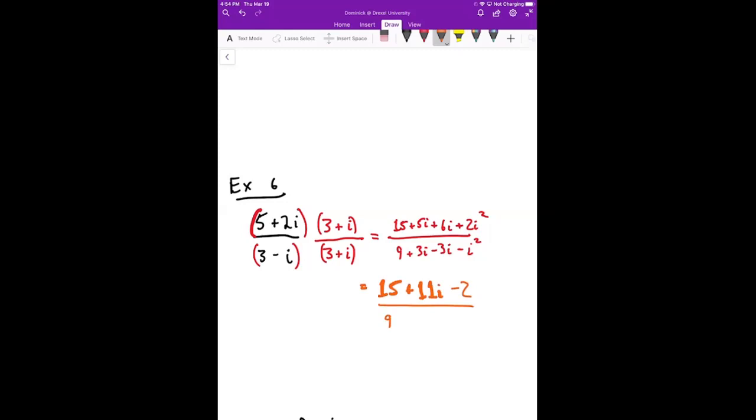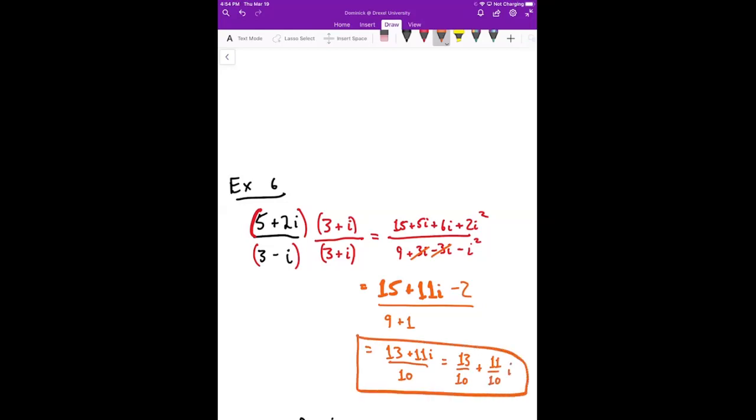over a 9. The 3i and the minus 3i cancel. We get minus a negative 1 or plus 1. So then we get a 13 plus 11i over 10. Now, if you wrote it like this, for me, I would be okay with that. Some other teachers, and this textbook actually, prefer to write it in this form so that it's explicitly a plus bi. But either one of these answers are really saying the same thing, right? So either one of those would be good in my book.